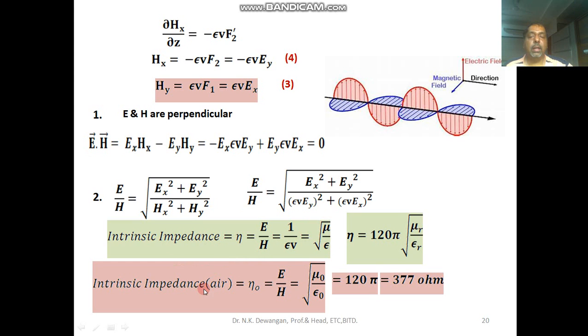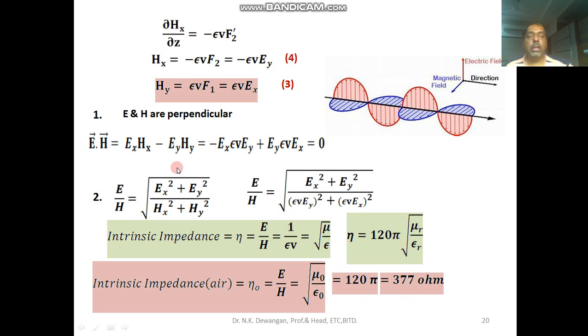Now if the lossless medium is air, we take the case of air. In the case of air, we put the subscript naught, eta naught, or eta 0. So eta naught is equal to E by H. In that case mu r is equal to 1 and epsilon r is equal to 1. So the intrinsic impedance of air is 377 ohm, or 120 pi.